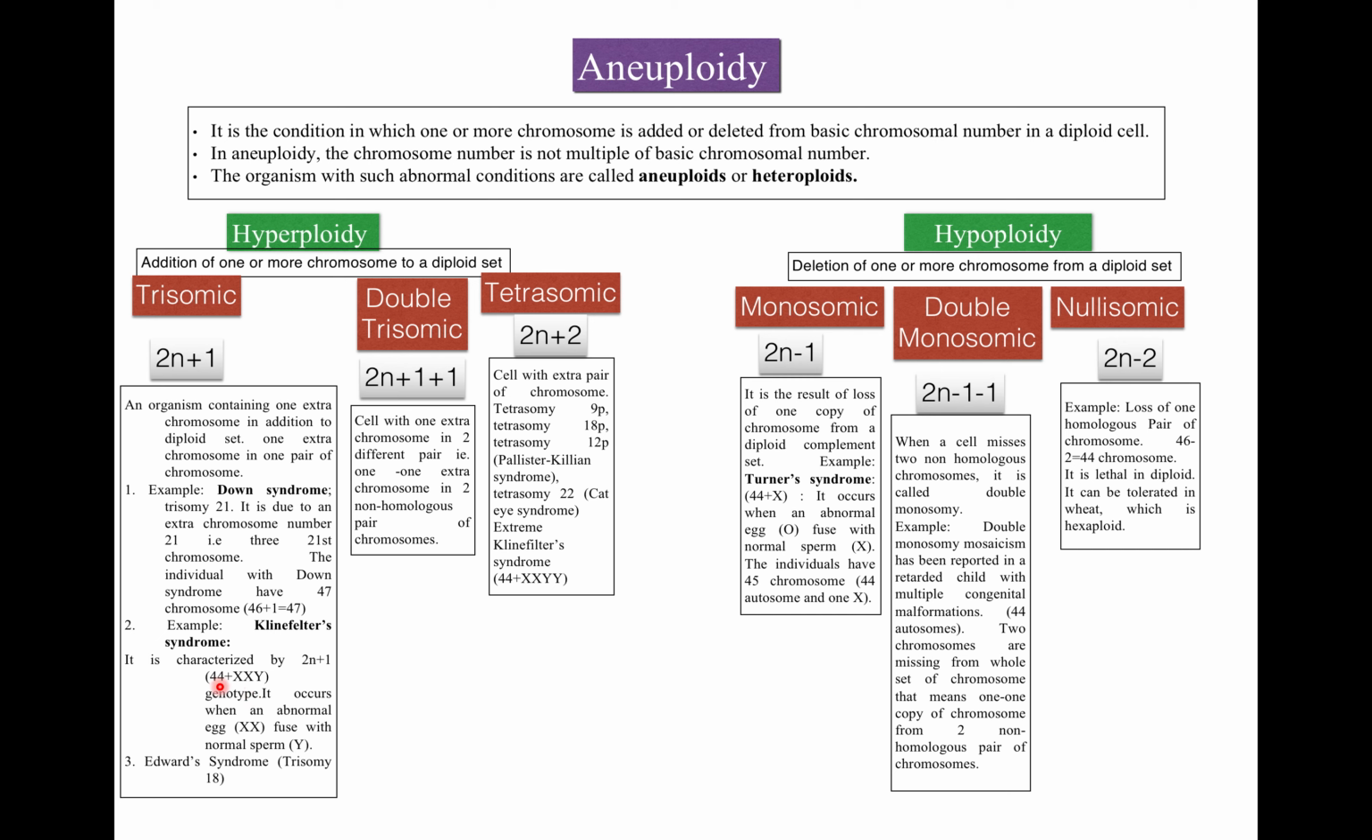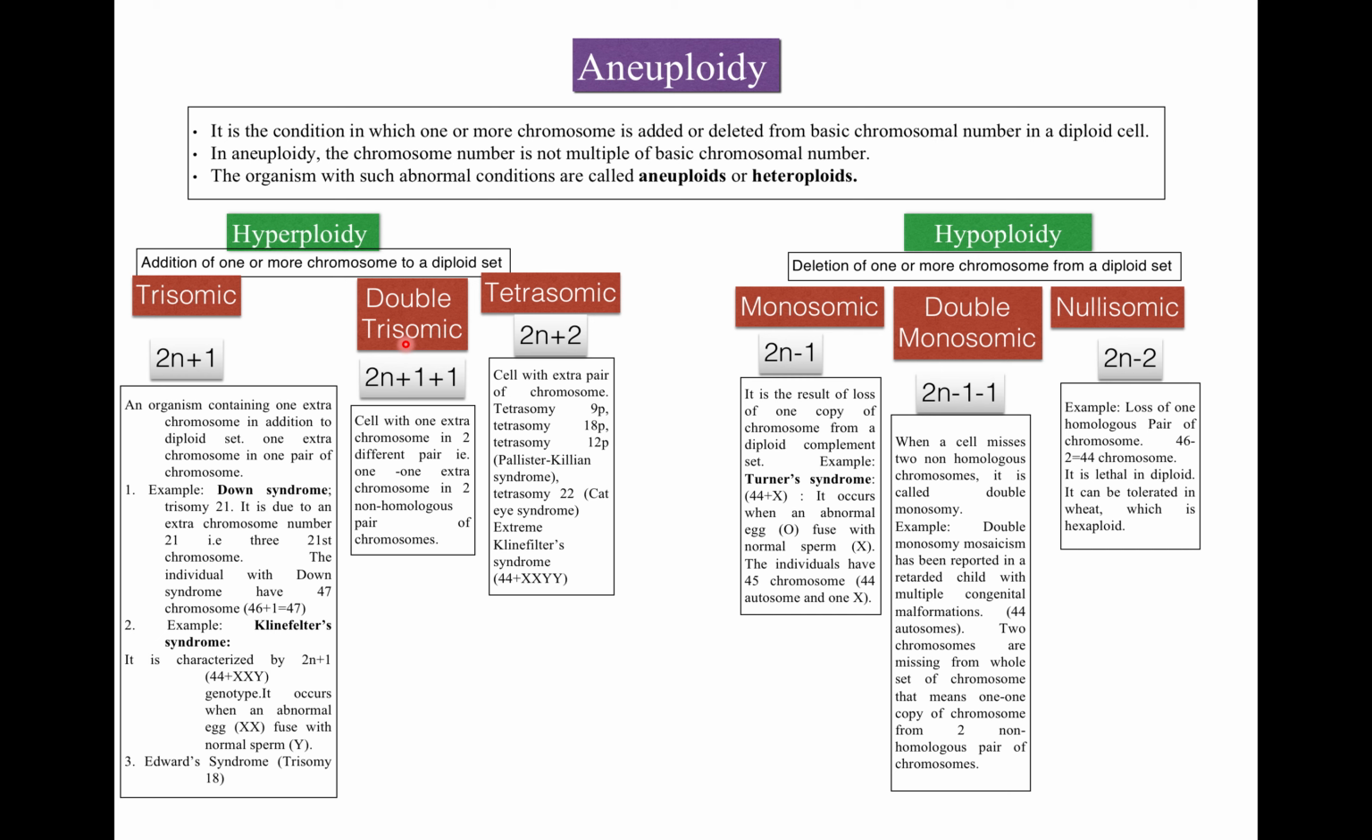So 44 autosomes plus X and Y is 46 chromosomes, then one extra chromosome X, so it becomes 47. Then Edwards syndrome, it is a trisomy 18. In Edwards syndrome, again 46 plus 1, so 46 plus 1 extra chromosome at the 18th homologous pair. So there are 3 18th chromosomes. So it is Edwards syndrome.